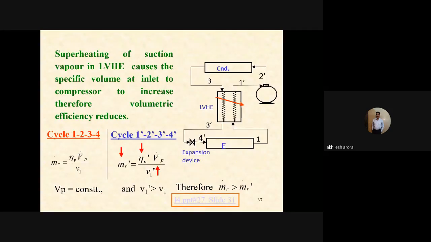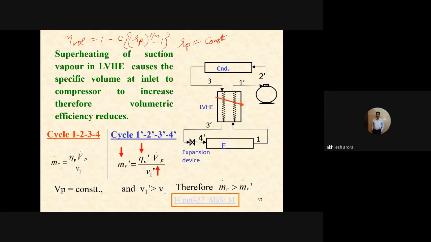Okay. If you see this diagram, do you find any change in the pressure ratio? If I say RP is the pressure ratio across the compressor, you know that it remains constant. And we know that the volumetric efficiency is given by 1 minus C times the pressure ratio raised to power 1 by n minus 1. So the value of small n, the index of compression, is also the same. RP is the same, C is the same.